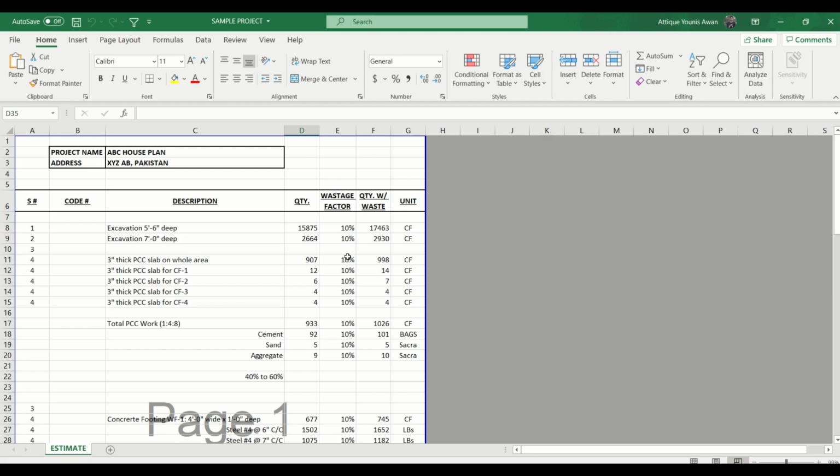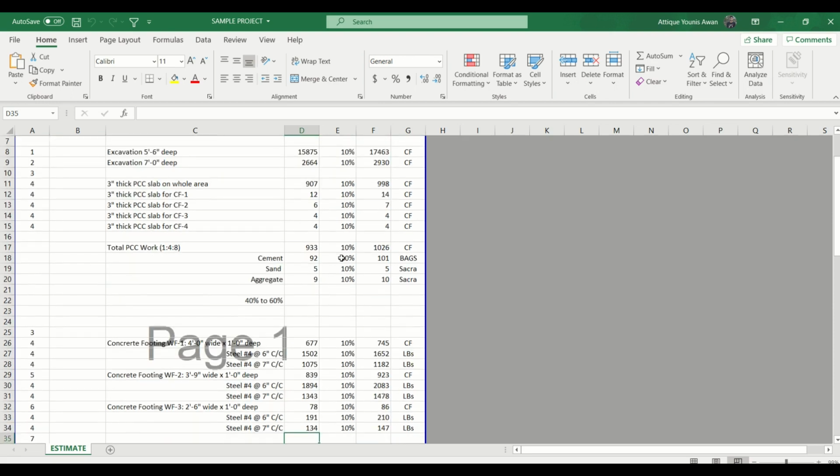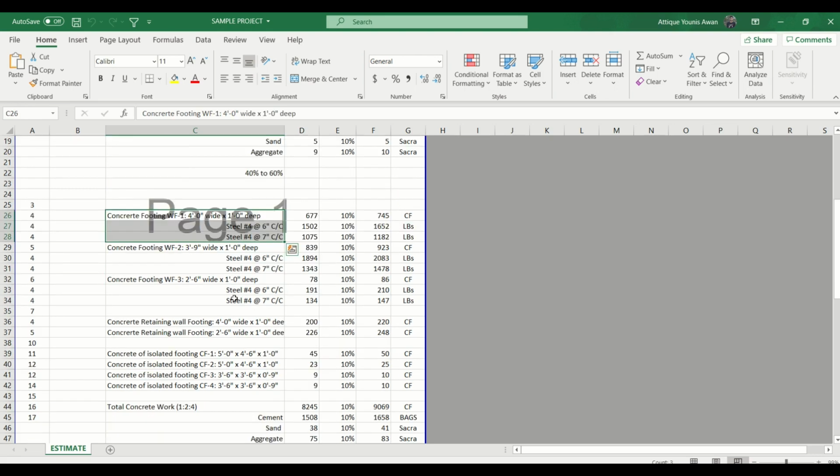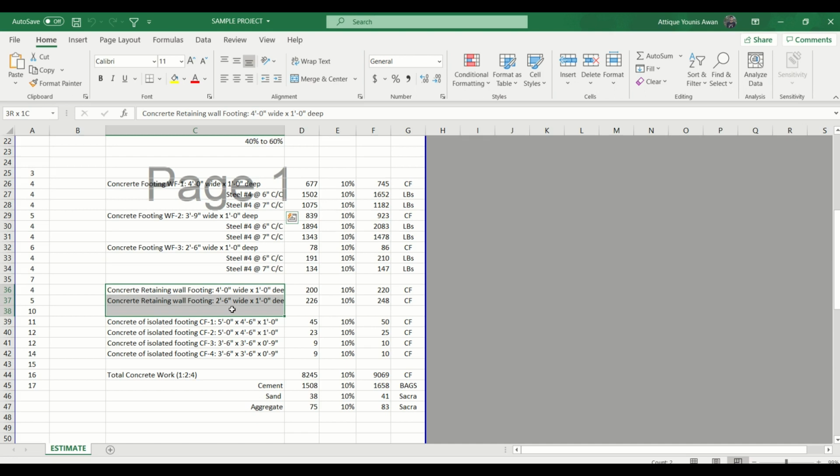And yes, in the previous session we have performed the estimation of steel in the wall footings. And in today's session we are going to talk about quantities of steel reinforcement bars in retaining wall footings. So I believe that you people are following me from the start.